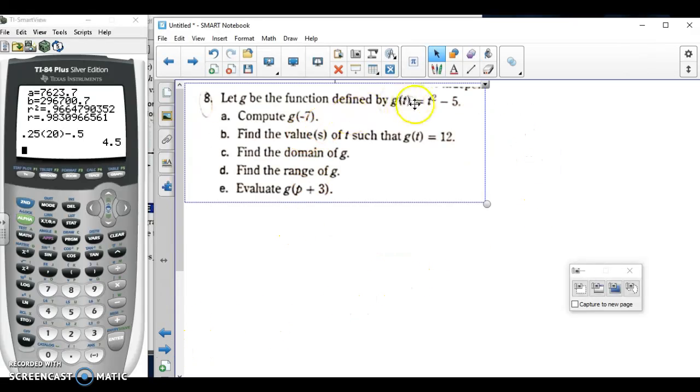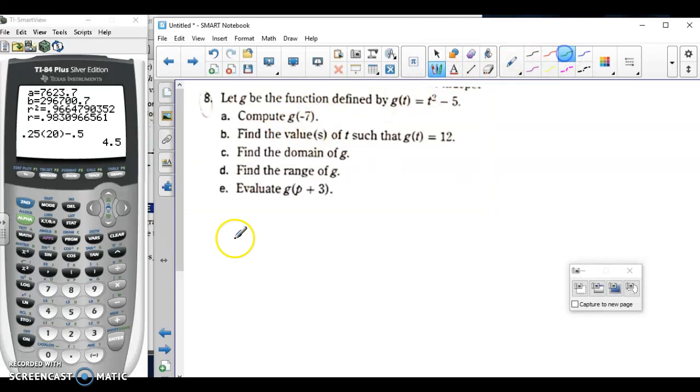Next up, 8. Okay, here we have some more work. Let G be defined by this function: we square the T and we subtract 5. So for part A, we're going to do G of 7.